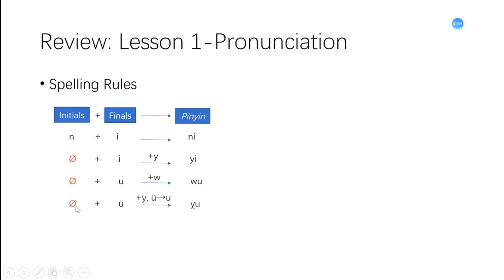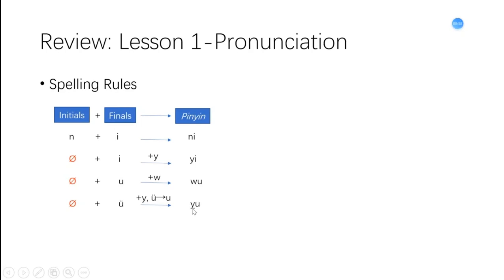So if there's a non-initial plus a final Ü, this is kind of more complicated. When we write it according to the spelling rules, we add a letter Y first, and then we change this Ü to U. So we remove the two dots above Ü. There are two small dots above this letter, so we remove these two dots and change it into U. So it's written this way.